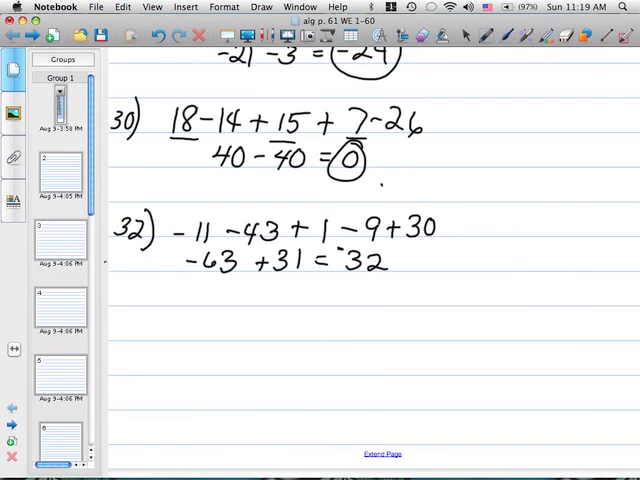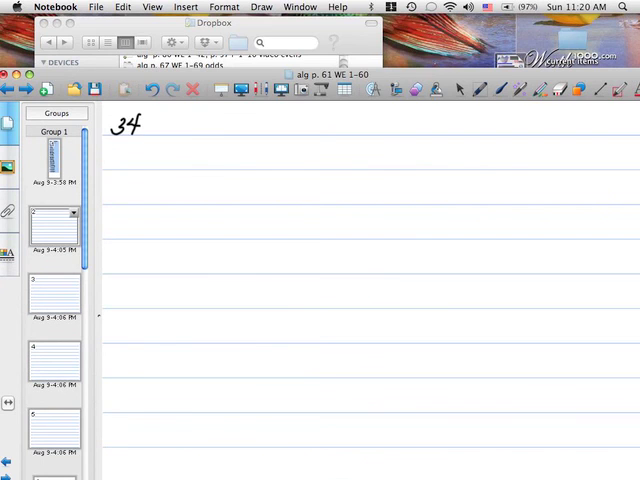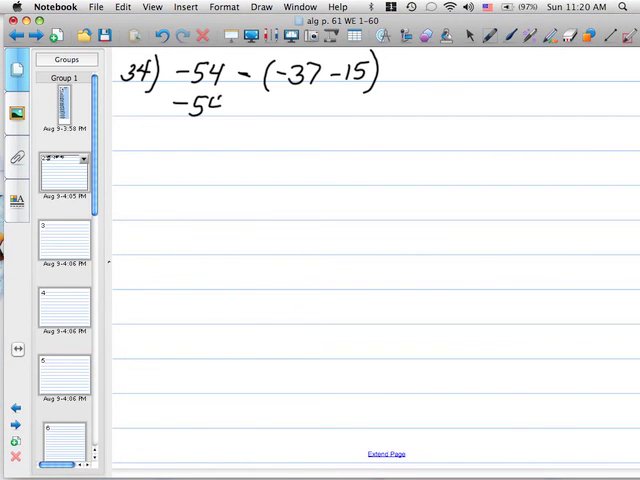And 32, I have negative 11 minus 43 plus 1 minus 9 plus 30. I'm going to do the same thing again and collect the like numbers, ones with the same sign: negative 11 and a negative 43 and a negative 9. Negative 11 and negative 9 make negative 20. Added to the negative 43 is negative 63. And then the 1 plus 30 is 31. Signs are different, subtract, I get 32, and there's more of the negative 63.